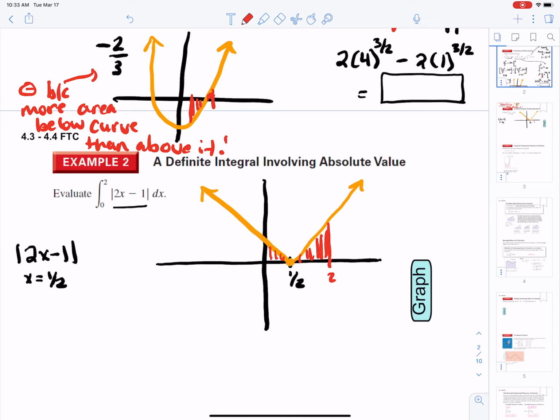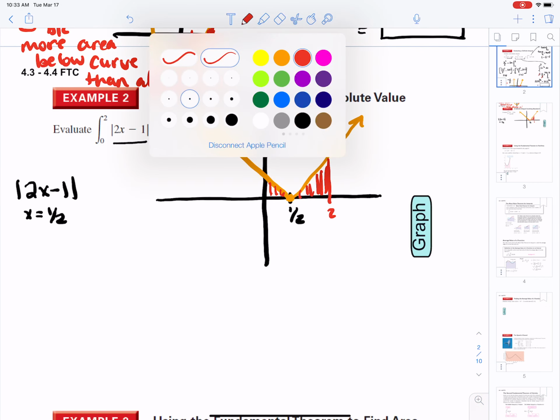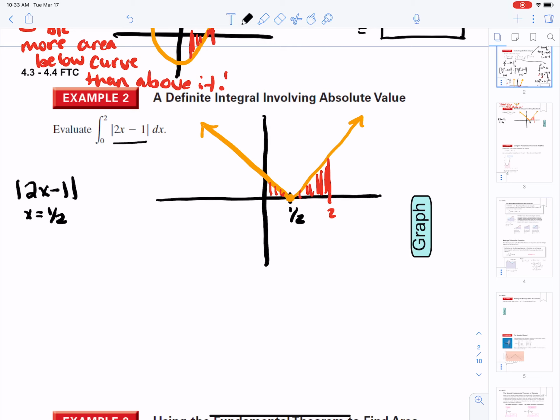So that's literally two triangles, but now instead of doing them using triangles, we're going to do them using the fundamental theorem of calculus. So we use the properties. We are going to go from 0 to 1/2 of my function plus the integral from 1/2 to 2 of that same function.